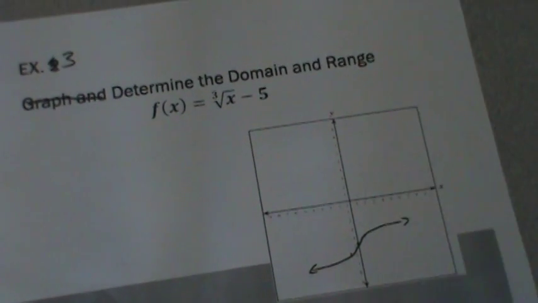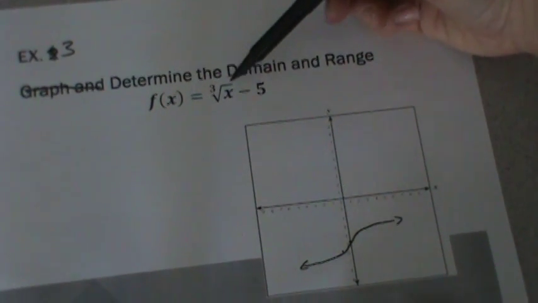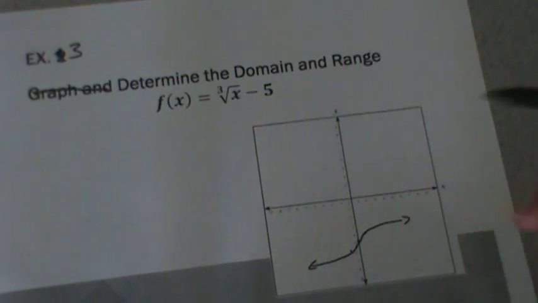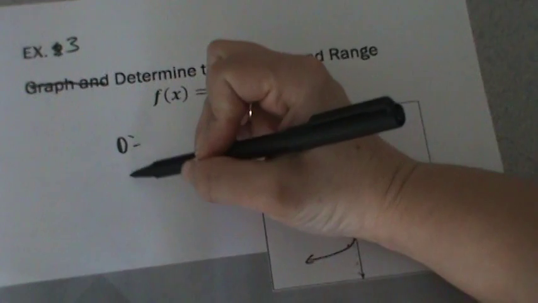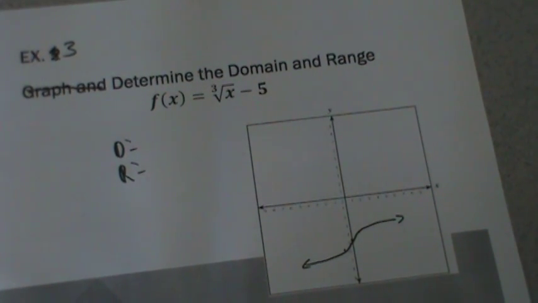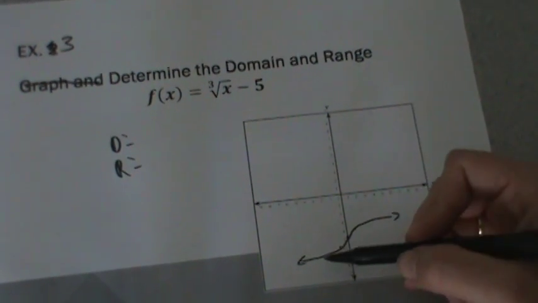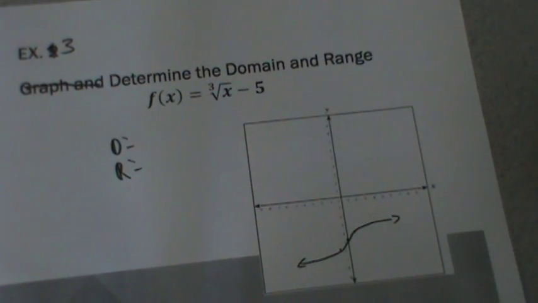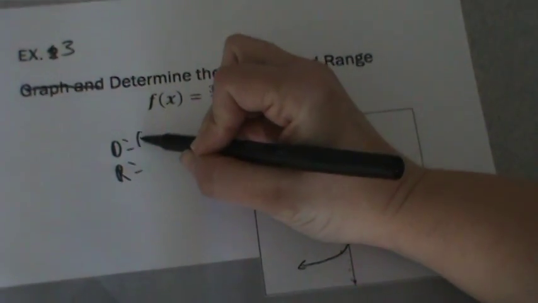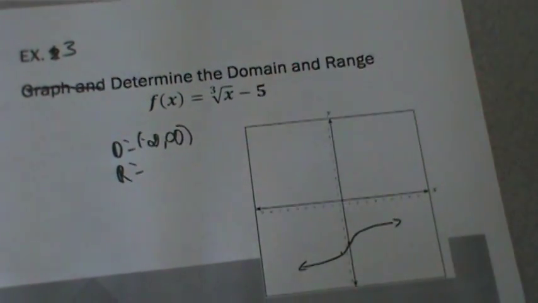Last graph that we're going to do domain and range on. I have this function graphed here, the cube root of x minus 5. We want to do domain and range. So domain. Remember, domain goes left and right. You need to look at your arrows. Your arrows are going left and they are going right. So there is no beginning or ending point. My domain would be negative infinity to infinity.